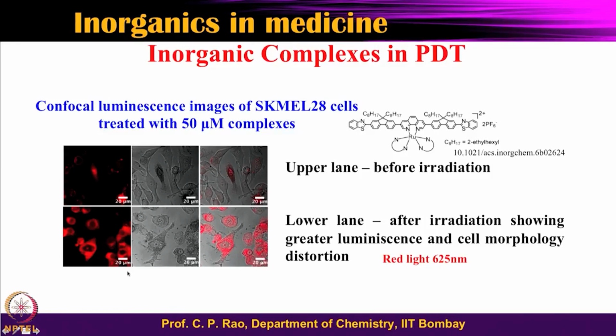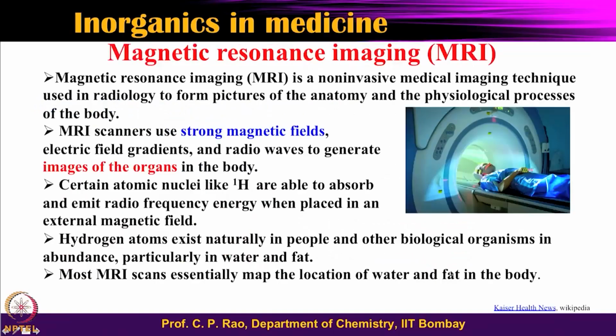Similarly, cells are now treated with the PDT agent, and you can see the overlay because it gives an emission band. After irradiation, it shows greater luminescence and cell morphology distortion. In this case, the excitation is at 625 nanometer, not the other cases. So, that is how the PDT compounds work in cancer, and maybe in many other kinds of things.